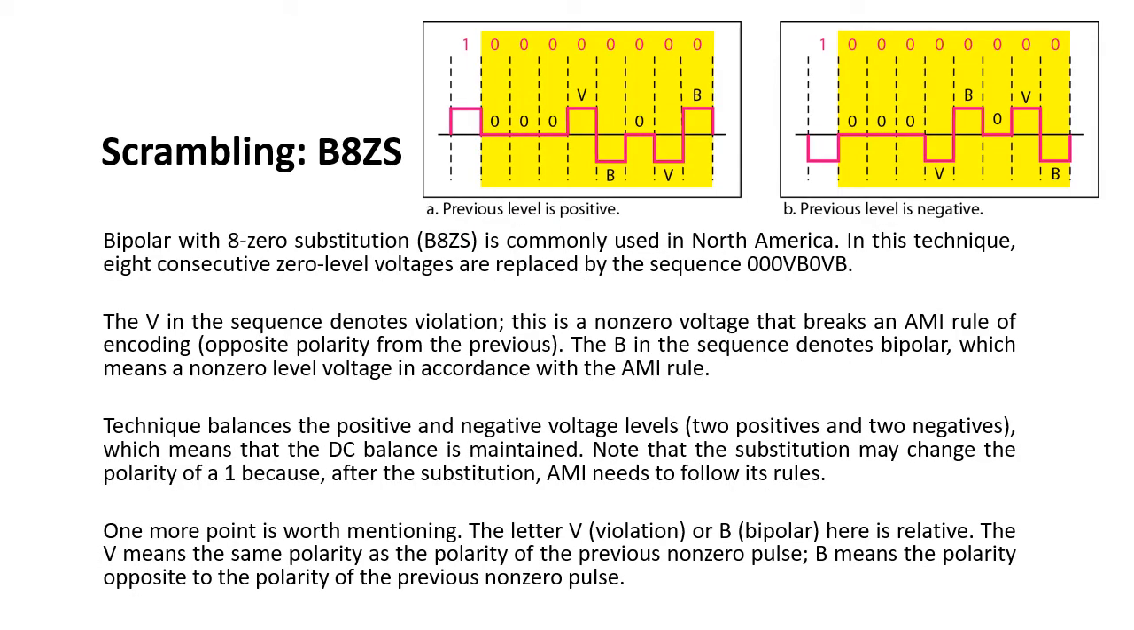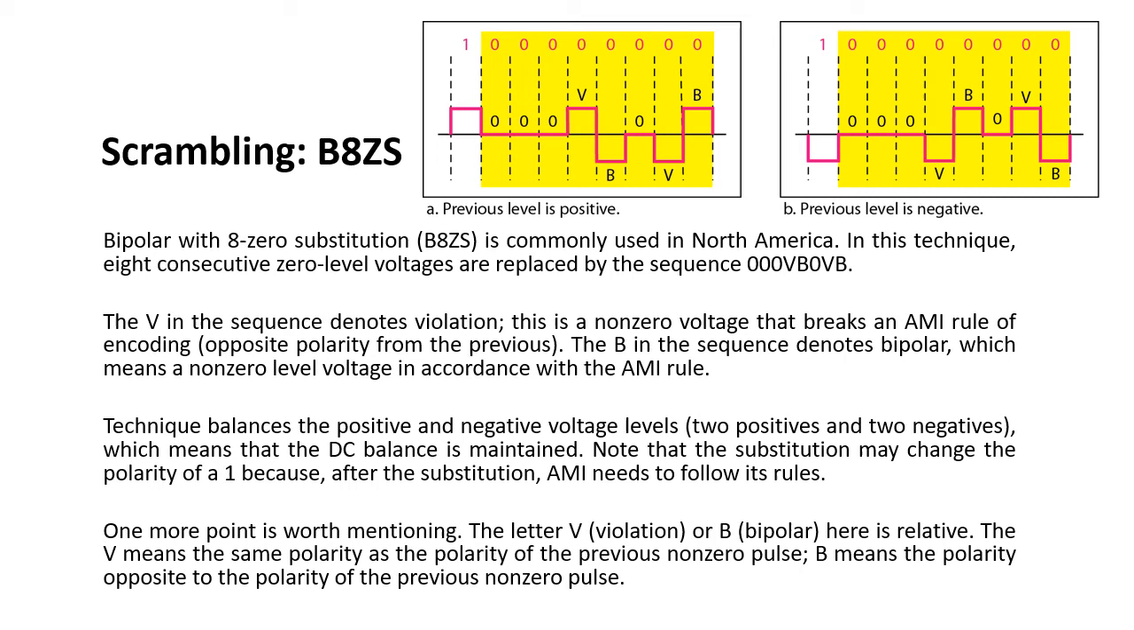B8ZS, or the long name for it, bipolar with 8-zero substitution, is commonly used in North America. In this technique, 8 consecutive zero level voltages are replaced by the sequence 000VB0VB. The V in the sequence denotes violation. This is a non-zero voltage that breaks the AMI rule of encoding, where opposite polarity from the previous is required. And the B in the sequence denotes bipolar, which means a non-zero level voltage in accordance with the AMI rule.